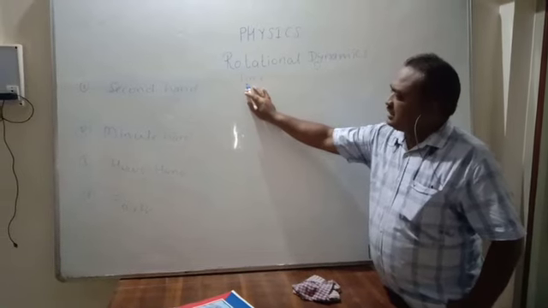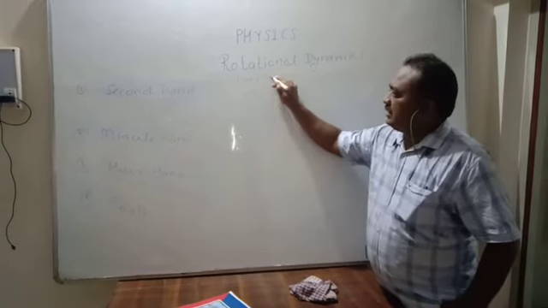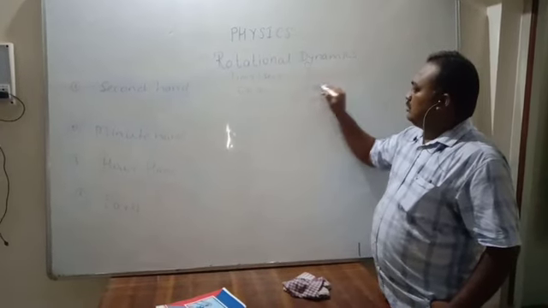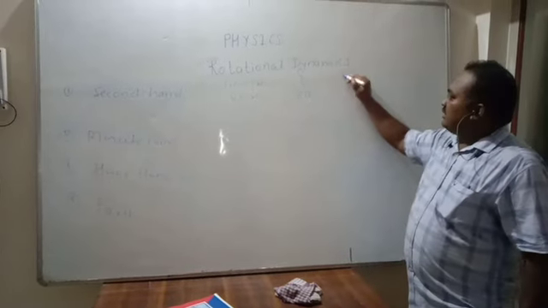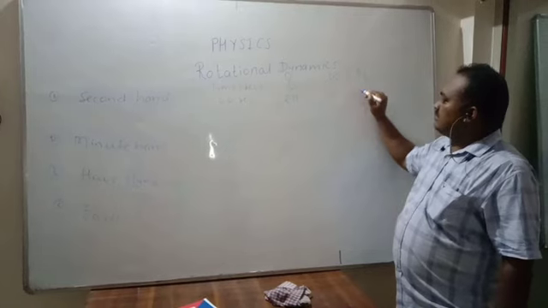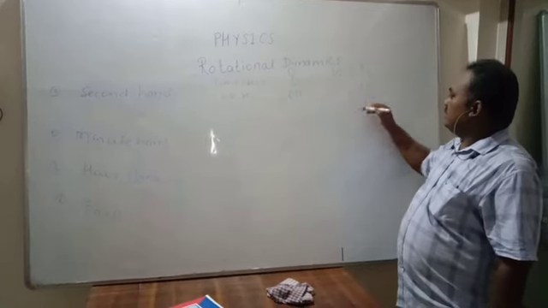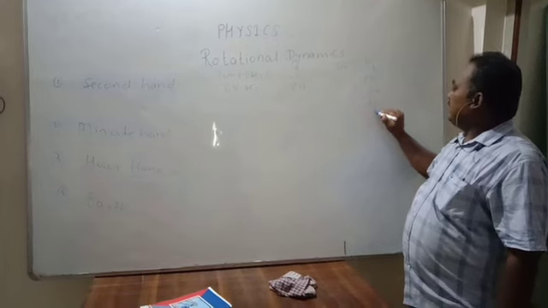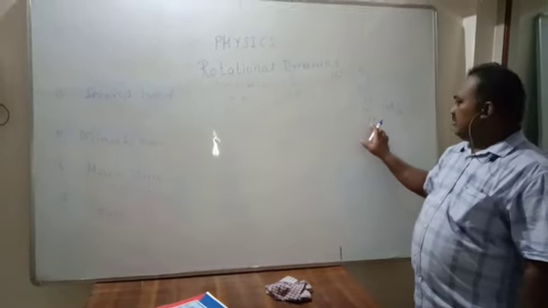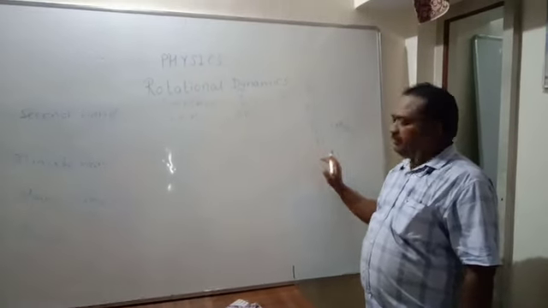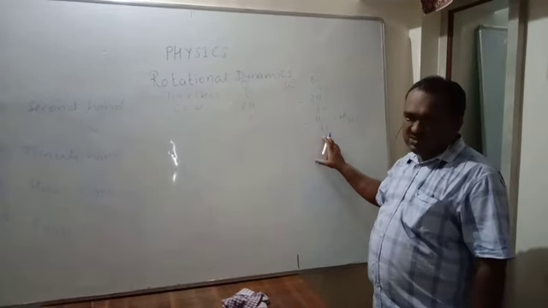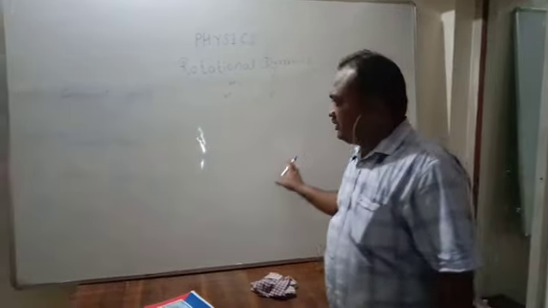The second hand completes one rotation in 60 seconds. Time period is 60 seconds. Angle covered is 2 pi, and the angular velocity formula is theta by t. So it comes to 2 pi by 60, which is equal to pi by 30 radian per second. For further calculation, you have to use log tables. This will be your homework. Okay, this is for the second hand.